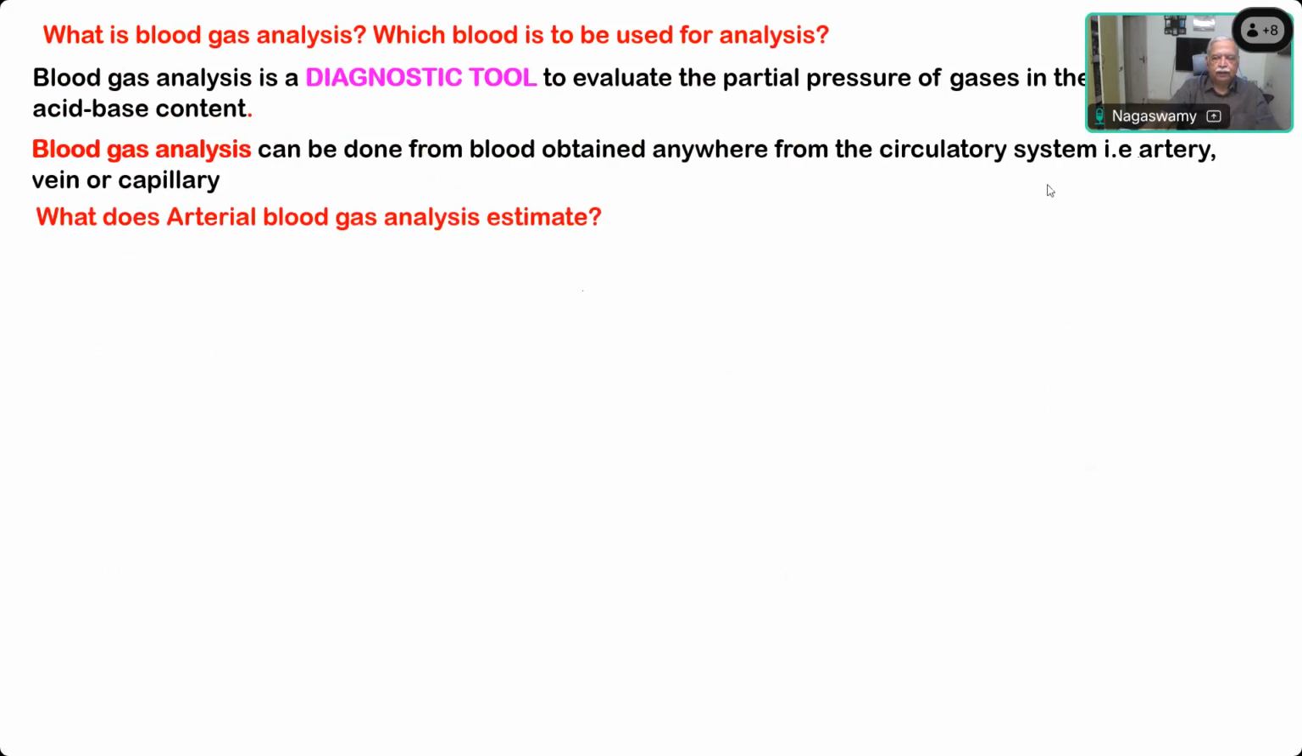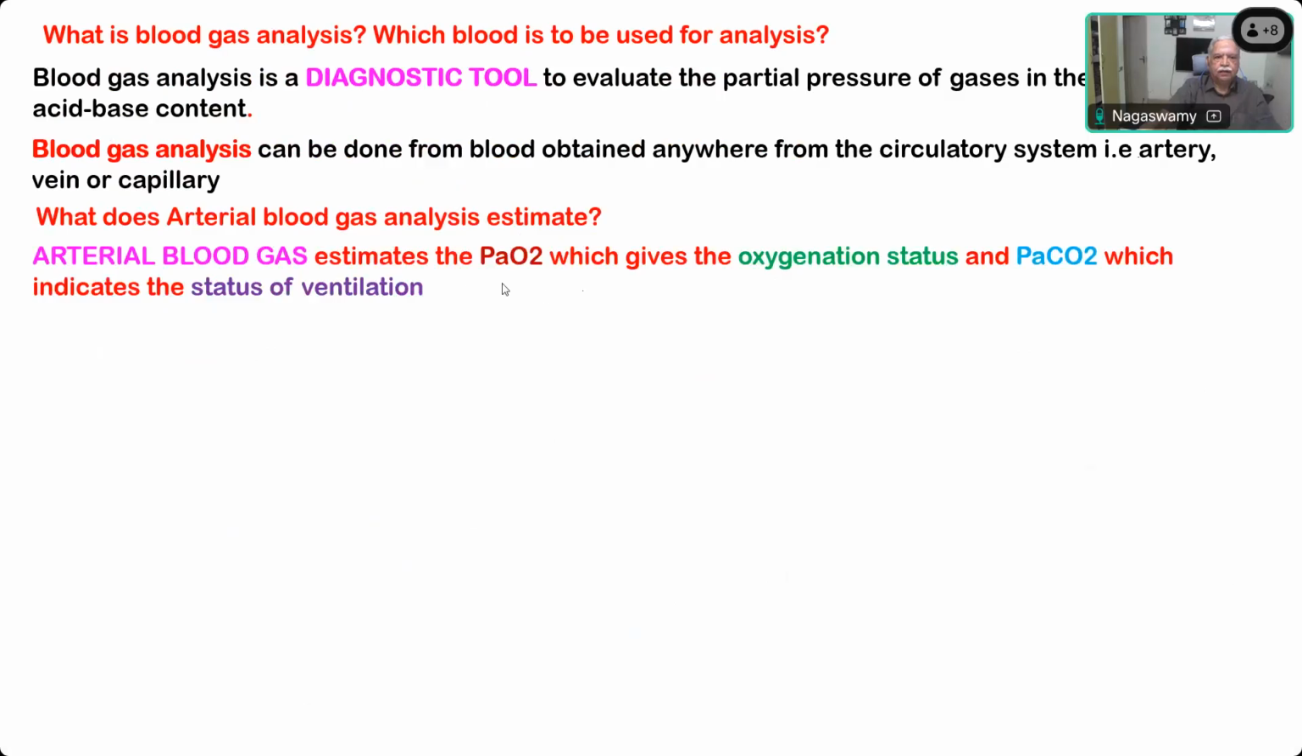So now that we have seen that we can take the blood from anywhere, artery, vein, or capillary, why specifically do we always go for arterial blood gas analysis? More accurately determine the oxygenation of the patient. Okay. So that is the one which estimates the PaO2, which gives the oxygenation status, and the PaCO2, which indicates the status of ventilation.